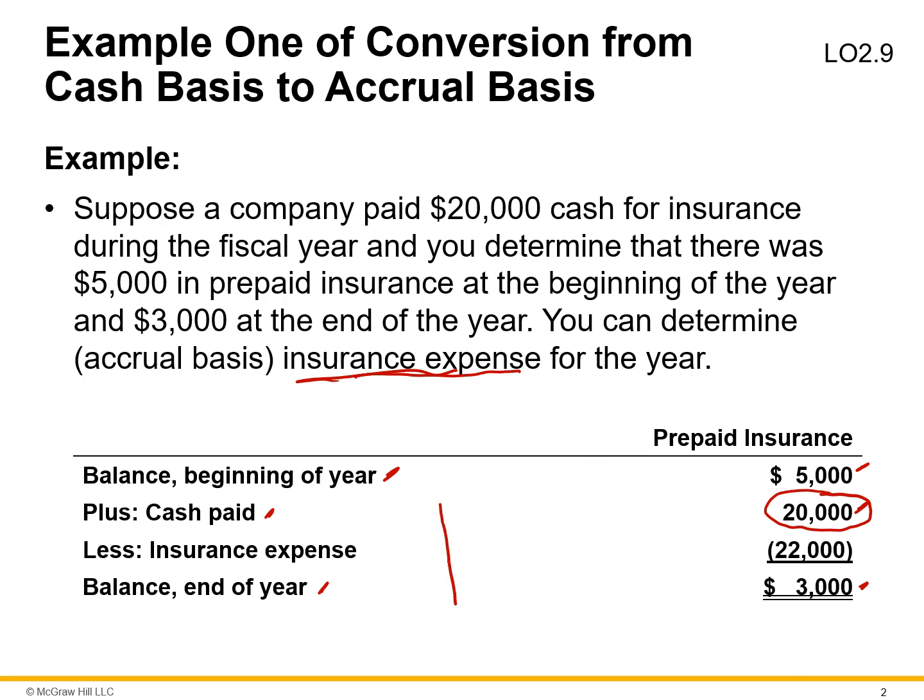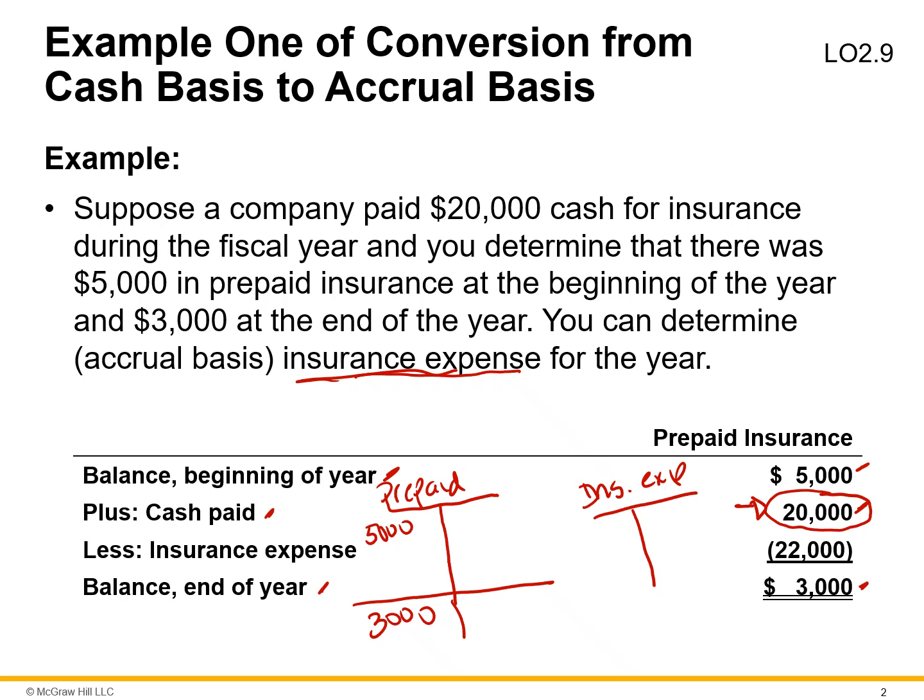What is happening, if I draw my 2 little T accounts here, and this one will be for prepaid, and this one will be for insurance, the expense. Prepaid is an asset, so I'm going to go with my debit side. My beginning balance was $5,000, right? My ending balance was $3,000. And I know my cash paid was $20,000, which would increase my prepaid. So I'm going to go right here. It's so small. And because this would be debit prepaid, credit cash, that's why it would be the expense under the cash basis.